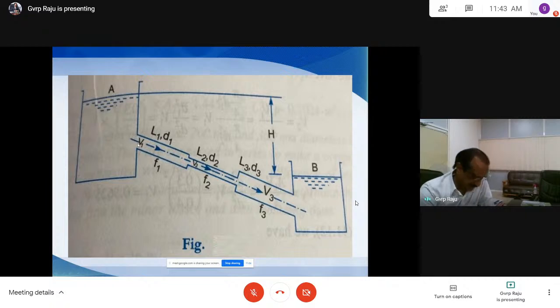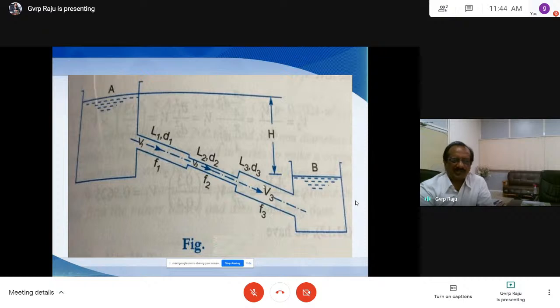So here Q is equal to Q1 is equal to Q2 is equal to Q3. Q1 is the quantity of water flowing through the pipe here, Q2 is the quantity of water flowing through the pipe here, and Q3 is the quantity of water flowing through the pipe here. Pipe 1, pipe 2 and pipe 3.